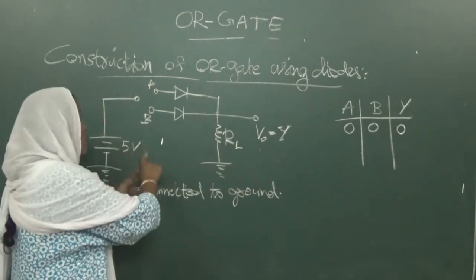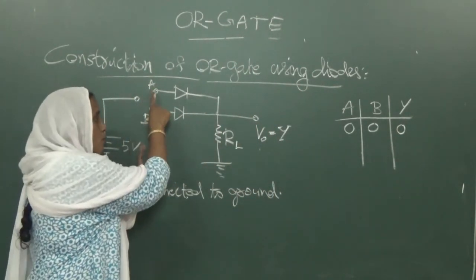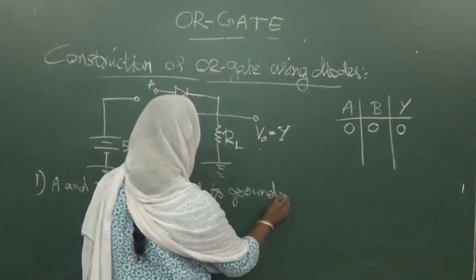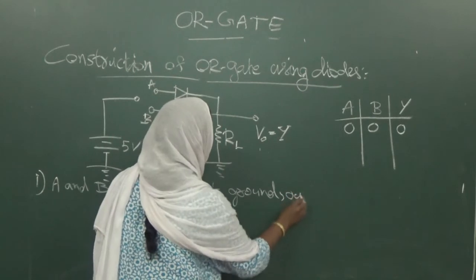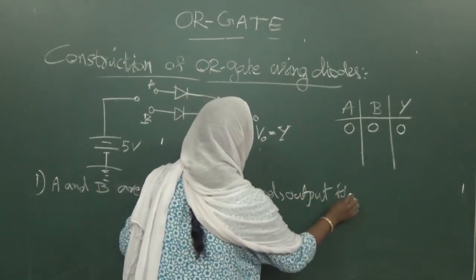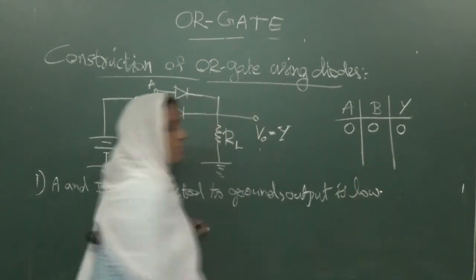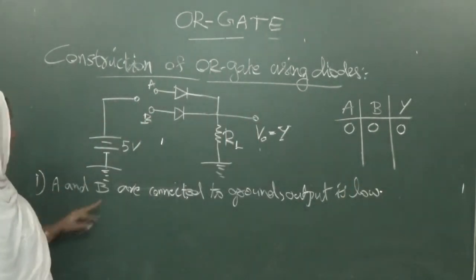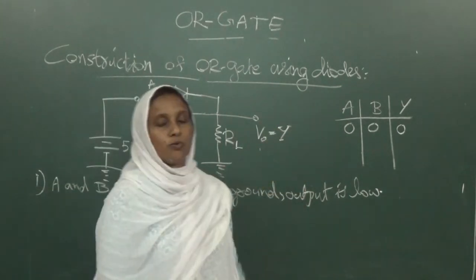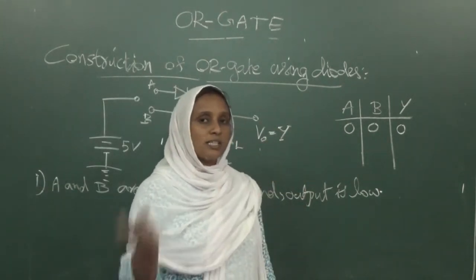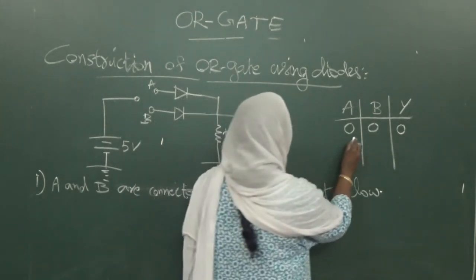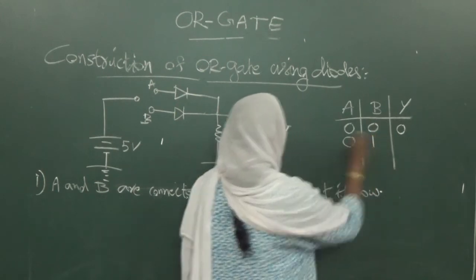So if you give both inputs low, you get low output. Output is low. That is the first case. A and B are connected to ground. Output is low. Now the second case. What is the second case? 0 and 1, right? 0 and 1.